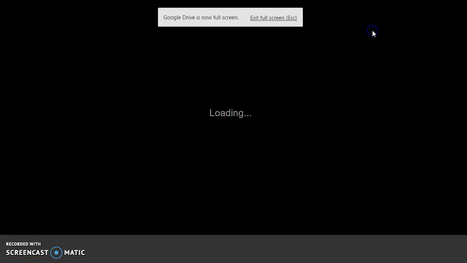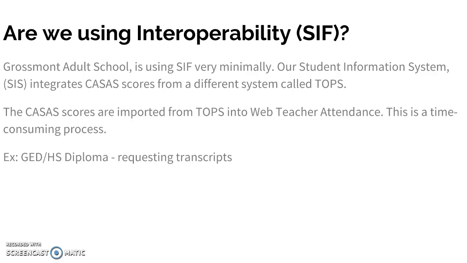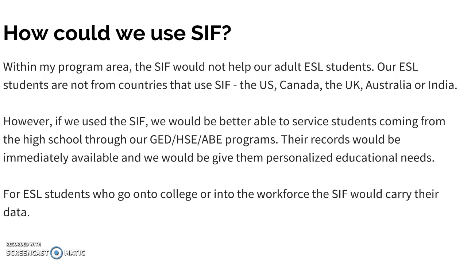So the question is, are we using interoperability? Very minimally at my site. So it's integrating CASAS scores into our student information system. That's basically all we're doing at this point. One hindrance for GED high school diploma students is they have to wait a while to get their requests. So having the SIF would speed that along for them.